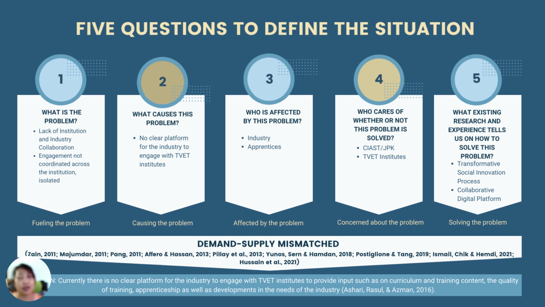TVET policymakers frequently act in isolation, passing up opportunities for mutual learning and cooperation. TVET knowledge is also dispersed across multiple websites, making it difficult for TVET practitioners to stay informed. These issues may be caused by not having a clear platform for the industry to engage with TVET institutes to provide input on curriculum and training content, training quality, apprenticeships, and also changes in industry needs. So this results in a mismatch between industry demands and the skills and quality levels of TVET graduates.